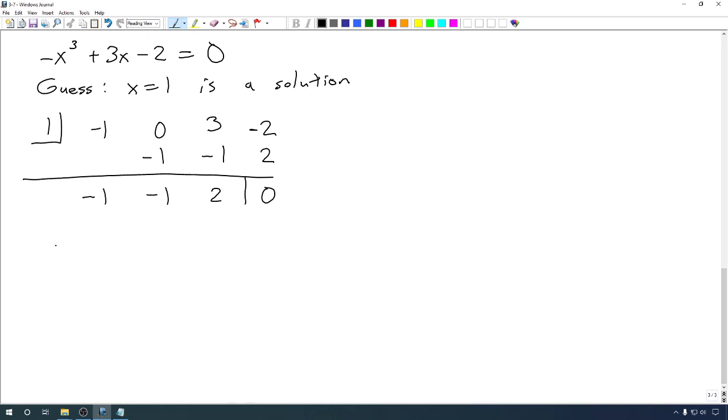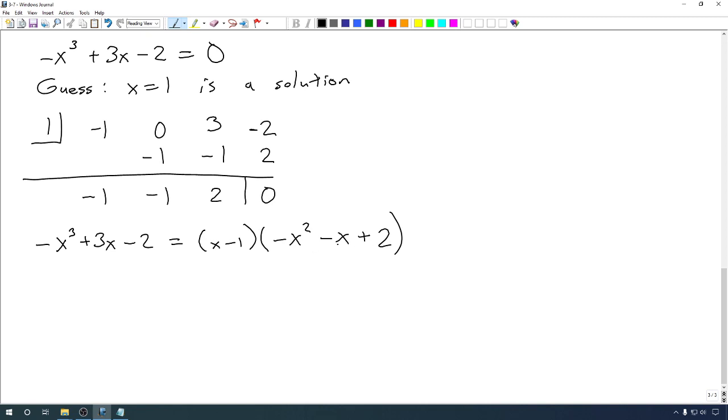And what this part here says is that when I actually do factor it out, I'm going to have a factor of x minus 1, and the other factor is going to be negative 1 times x squared minus 1 times x plus 2. So we're able to pull out that factor.